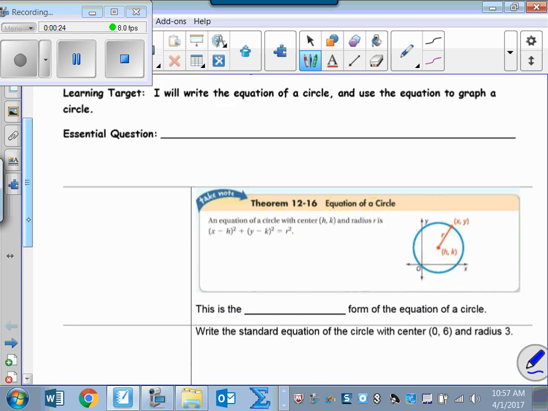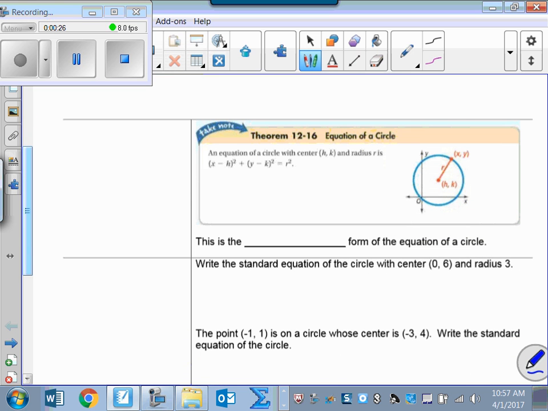So let's start off with a theorem that says, here's the equation of a circle. If the center of the circle is here at (h, k), then the equation for this circle is (x minus h) squared plus (y minus k) squared equals r squared.